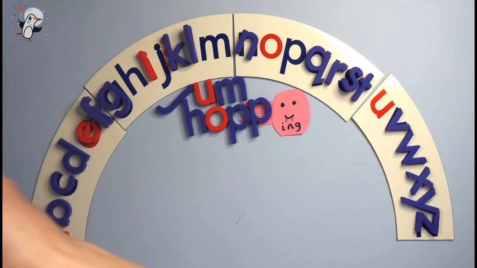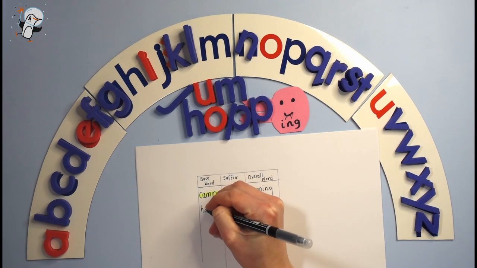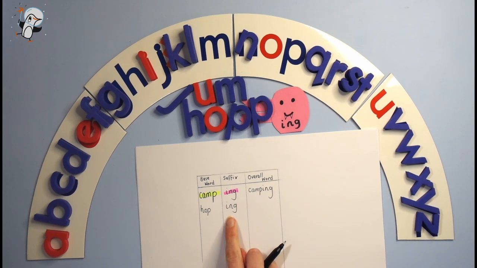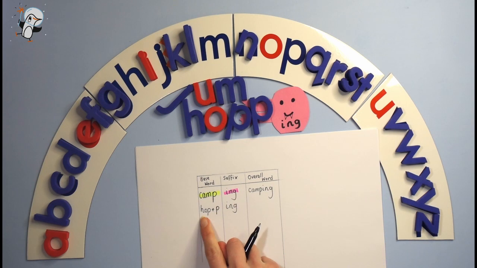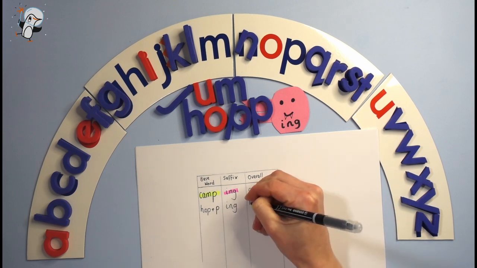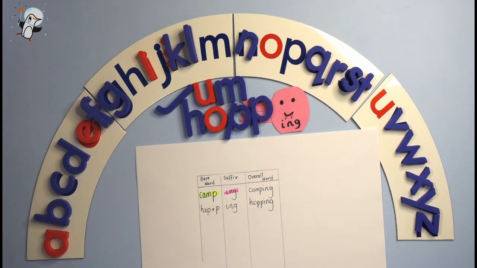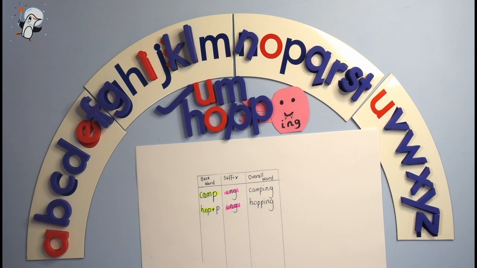In our word table, that would look like this. We would write the base word is hop and the suffix is ing. But before we can add ing, we need to add an extra P to the hop, giving us hopping. I then colour code it. The ing is pink. The hop, the base word, is yellow.